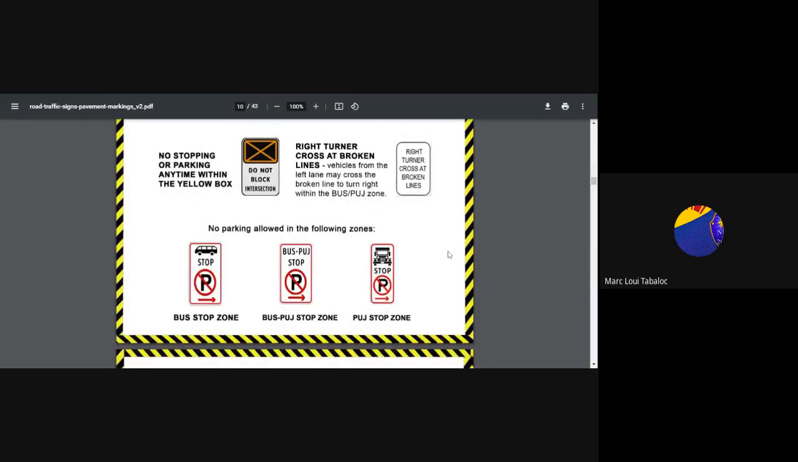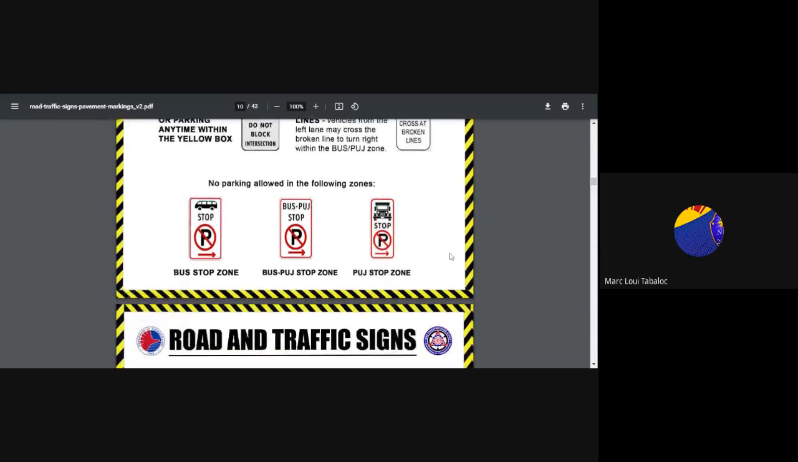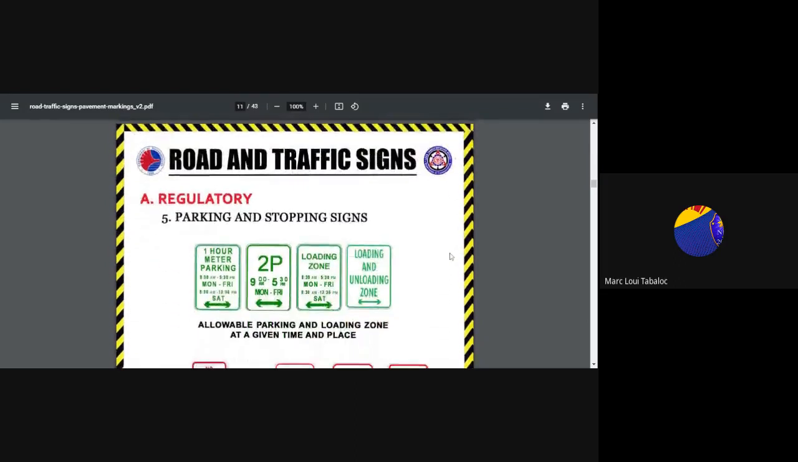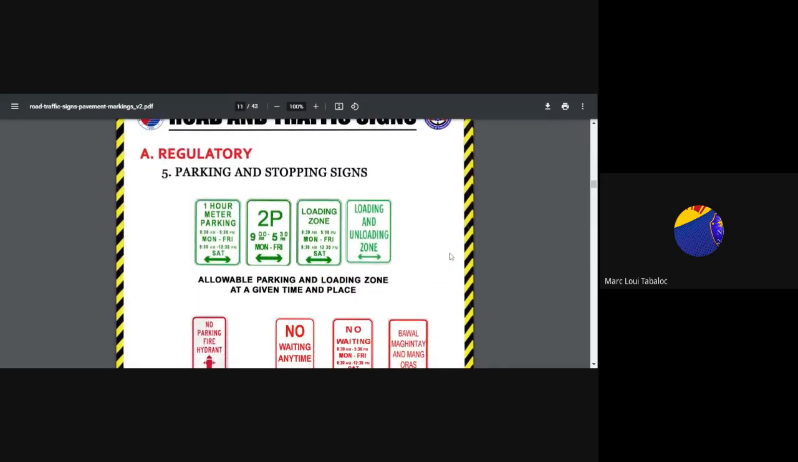Some others, as you would see there, commonly for loading or no loading and unloading signs, yan yung shape. Pati yung mga bus stops and taxi stops. Okay. Yan, medyo marami-rami pa to. Another example there, regulatory stopping signs or parking signs. Yan, loading and unloading zone.